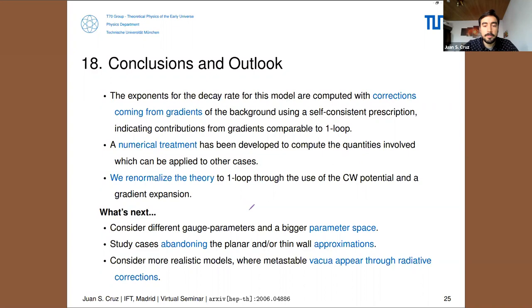And well, once the dust is settled and the origin of this enhancement, let me call it, is understood, we can probably move into more realistic models, such as the standard model. So that's pretty much it.